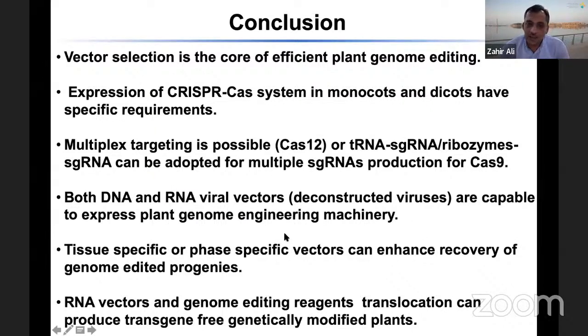Both DNA and RNA virus vectors are available, and the deconstructed virus can be used. They are very efficient compared to the normal binary vector system or the translocation system or the RNP system. Tissue-specific or phase-specific vectors can enhance the recovery of the genome edited in the next progeny. And RNA vectors and genome editing reagent translocation can provide non-transgenic editing of the genome. So this is all about my presentation.